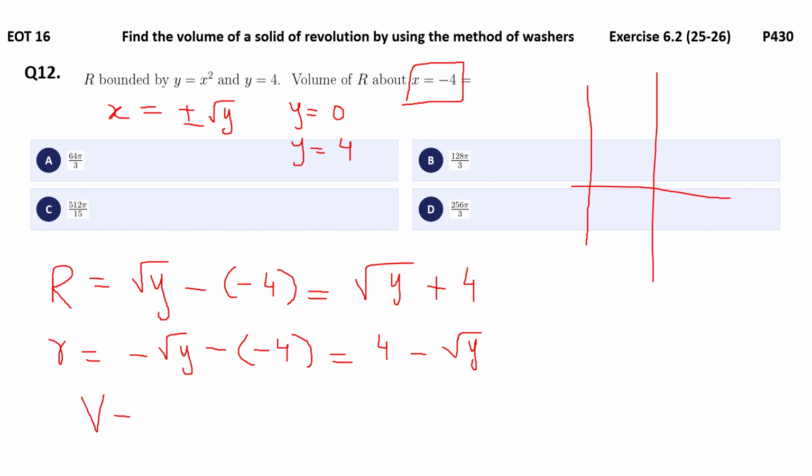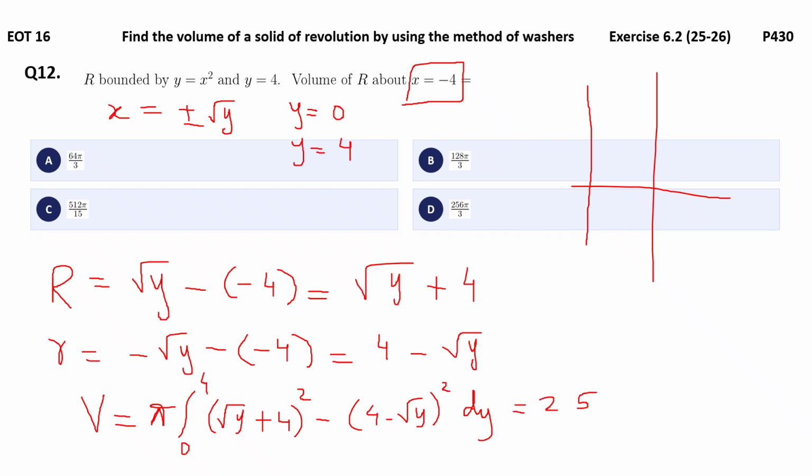When you enter it in the formula of volume, pi times integral 0 to 4, outer radius square minus inner radius square dy. So when you enter in the calculator, you'll get option D as your answer. That's 256 pi over 3.